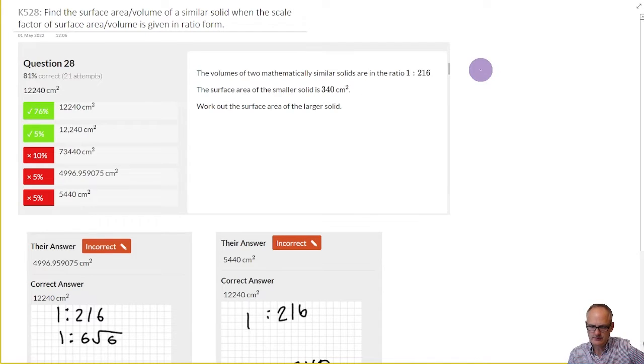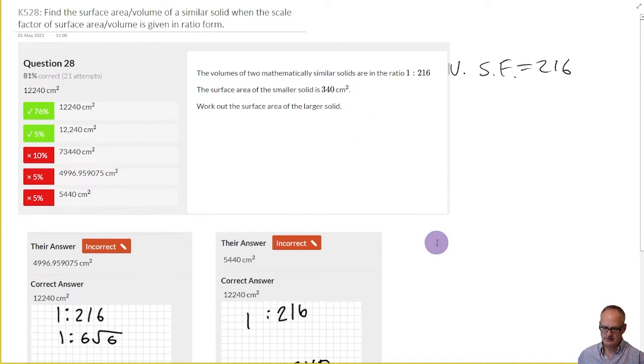Right, so on this question, we have the volumes of two mathematically similar models are in the ratio 1 to 216. So for each 1 unit in the volume of the small one, you have 216 as your volume of your big one. So your volume scale factor, should I say, is equal to 216. And the surface area of the smallest solid is 340. Now, these ones never wrote their working, but I've worked out they've just times the 340 by 216. But this is area and this is a volume scale factor, so they've used the wrong scale factor here.